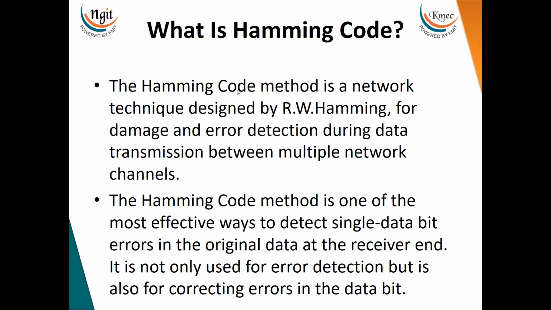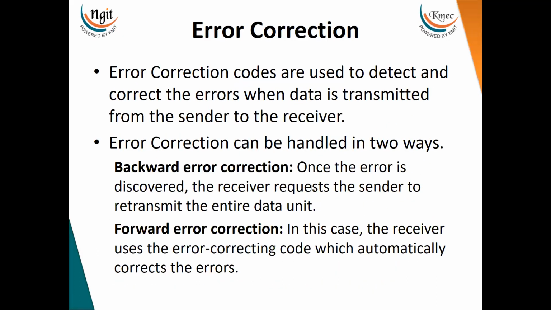In backward error correction, once the error is discovered, the receiver requests the sender to retransmit the entire data unit. That means if an error has been discovered, the sender will retransmit the entire data unit. And what is meant by forward error correction? In this case, the receiver uses an error correcting code, which automatically corrects the errors.